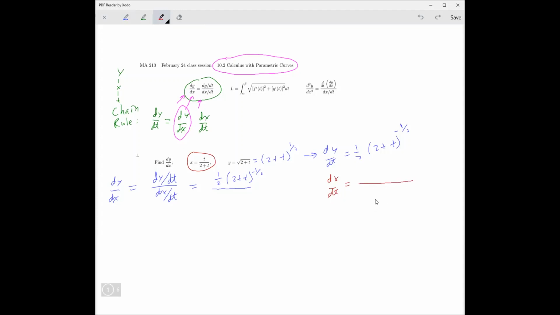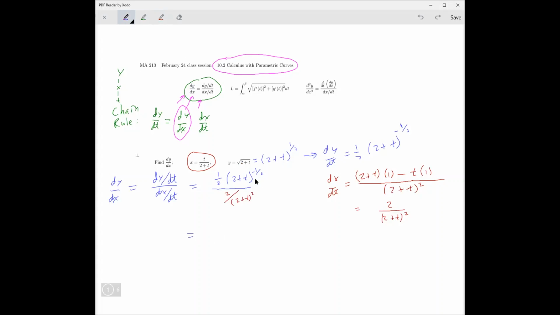we can use the quotient rule. So low d high: 2 plus t is the low, d high is 1, so the derivative of t is 1, minus, then the high part is t, times the derivative of the bottom. The derivative of the bottom is just 1. All over the square of what's below, so we get that. Okay, now if you simplify that, 2 plus t minus t, so that's just going to be 2 over 2 plus t squared. Okay, so the denominator will be 2 over 2 plus t squared.